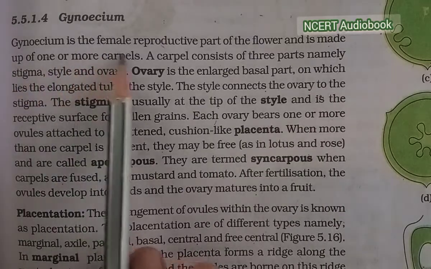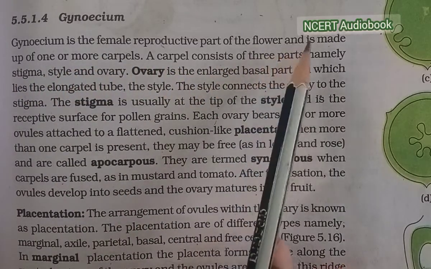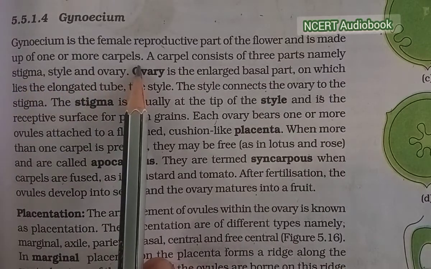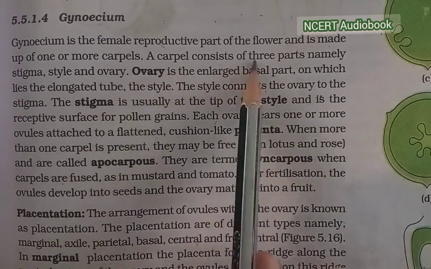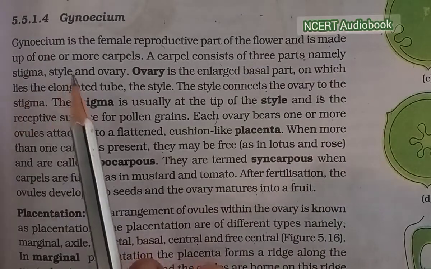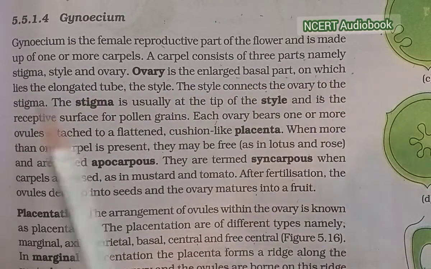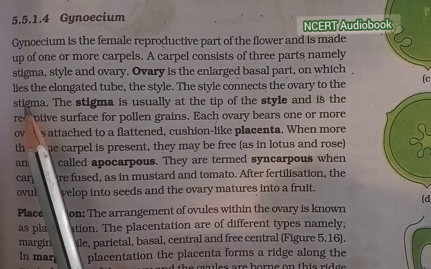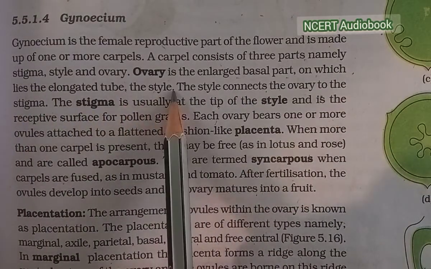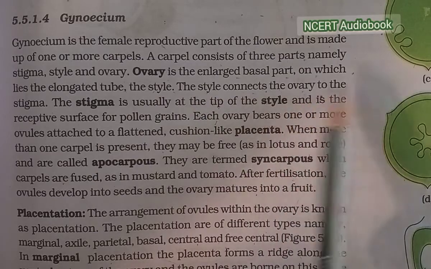Gynoecium. Gynoecium is the female reproductive part of the flower and is made up of one or more carpels. A carpel consists of three parts, mainly stigma, style and ovary. Ovary is the enlarged basal part, on which lies the elongated tube, the style. The style connects the ovary to the stigma.